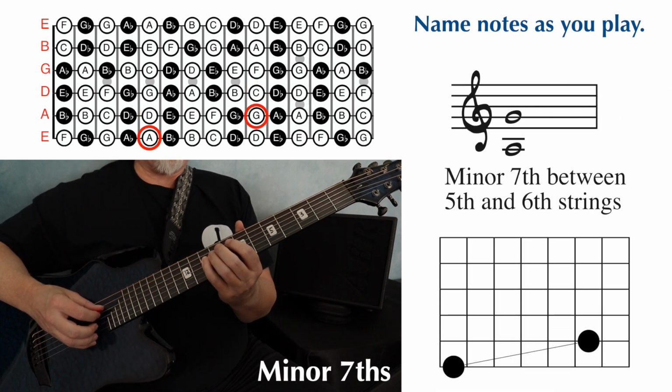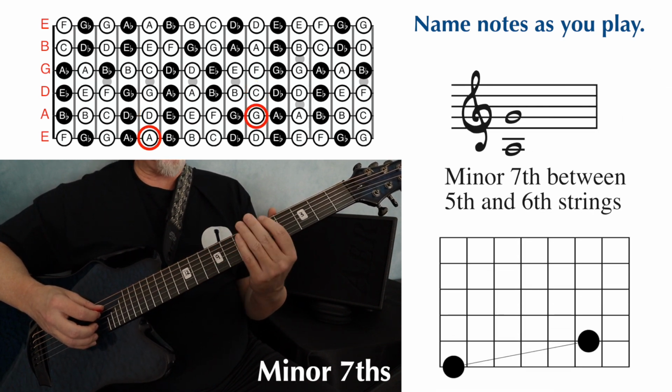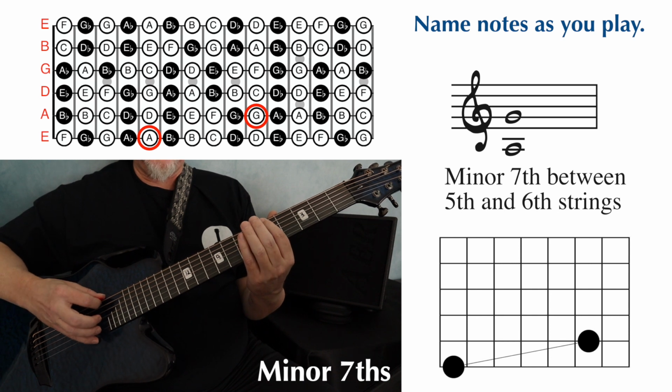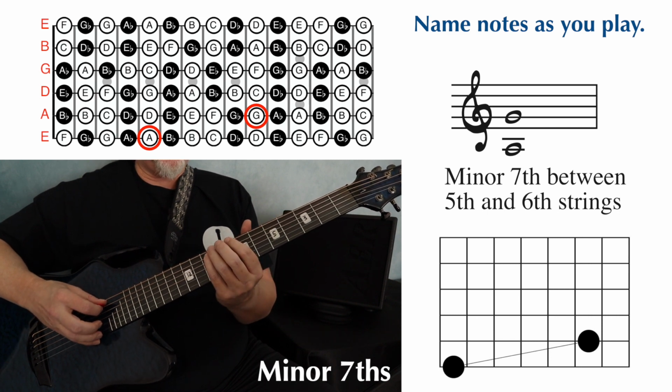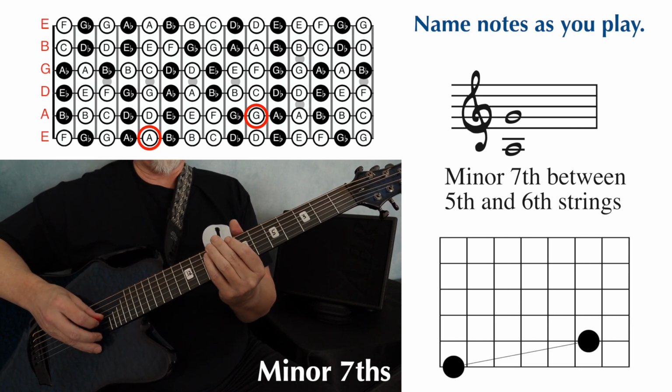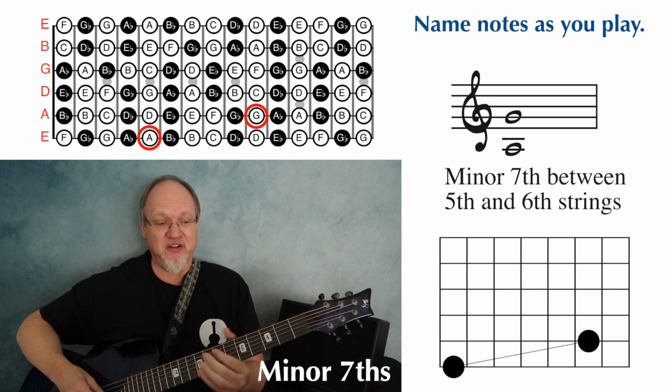And a minor seventh between strings 5 and 6 is also 5 frets away. We have our A. Minor seventh above an A is a G. A, G. So you can probably see why it's a little easier to skip a string when you're playing these wider intervals.